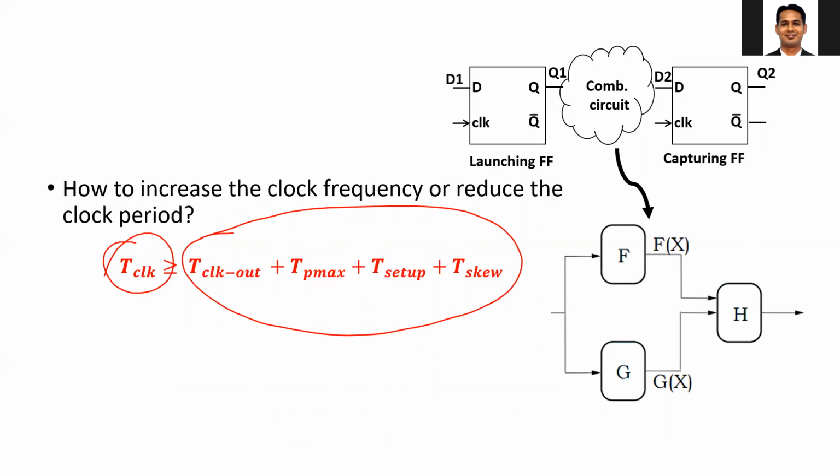And the last one is the TP max. TP max is the combinational circuit delay, which the designer can play around with. By designing an optimized combinational circuit delay, we can minimize the TP max. Okay, so that means if the designer wants to improve the clock frequency, the designer has to look at how the combinational circuit can be sped up.